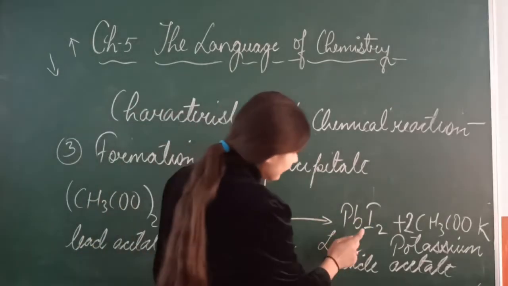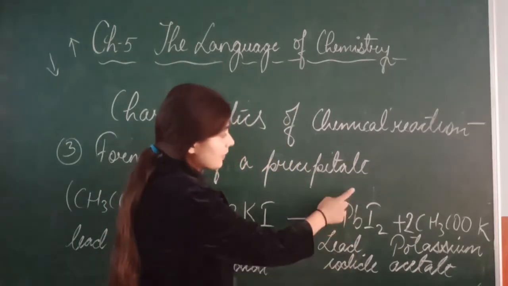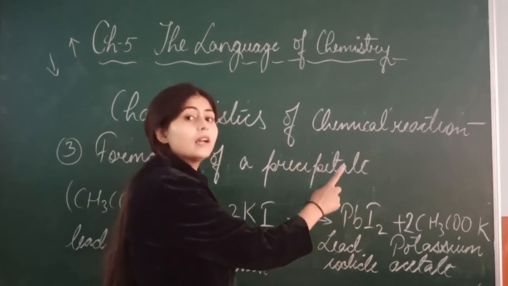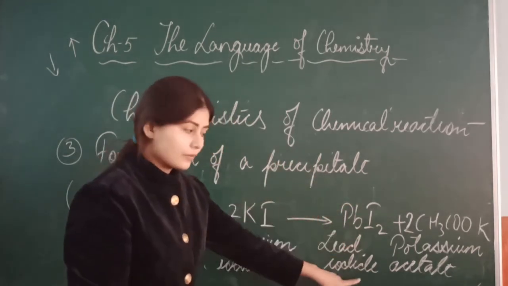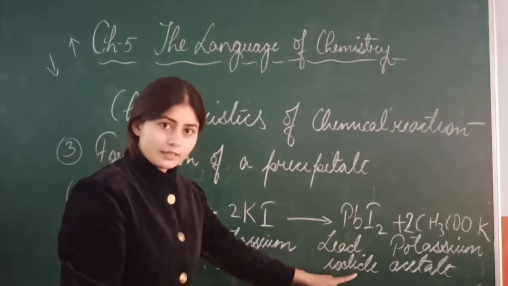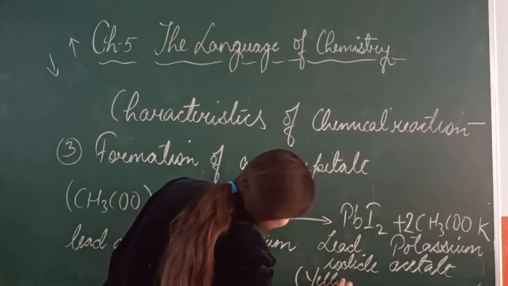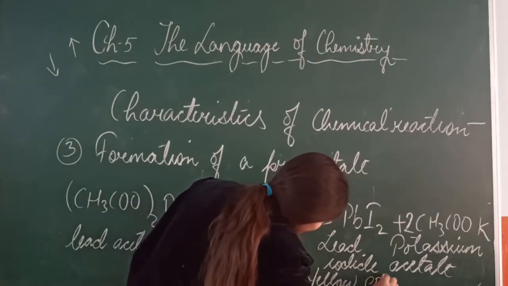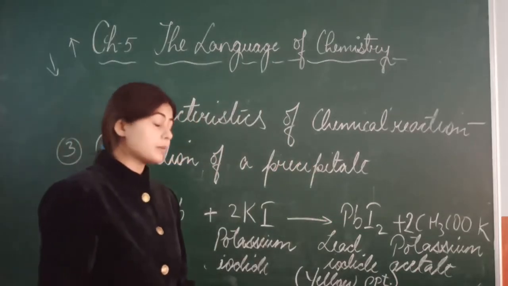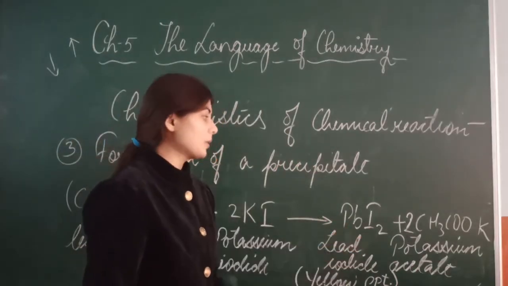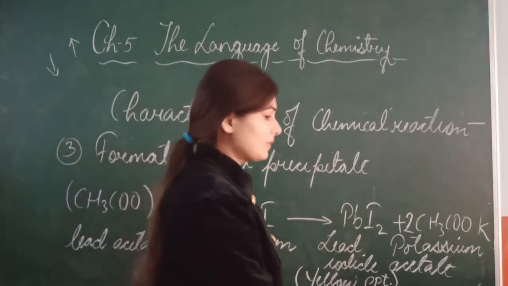Okay. So for this lead iodide, I don't have space here, so I am writing this above, but this is not the correct way of writing a precipitate above the product. So you people will write it below this. Okay, clear to you all? Here you will write yellow ppt. PPT is a short form of precipitate. So in this reaction you can see that a yellow precipitate is formed.